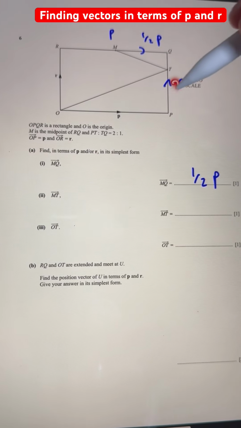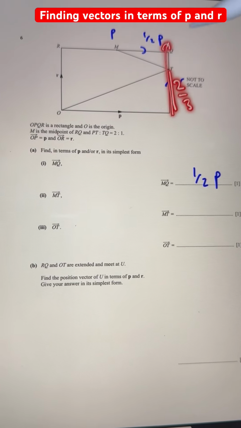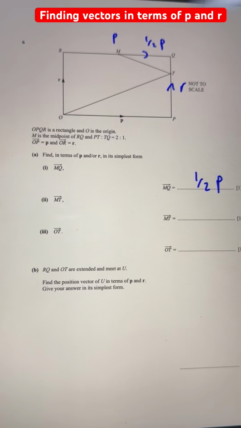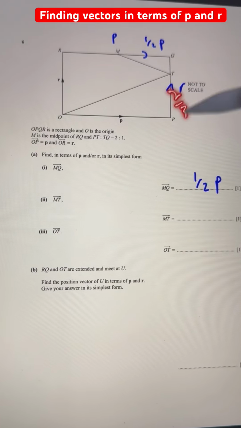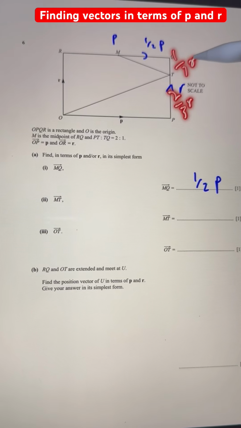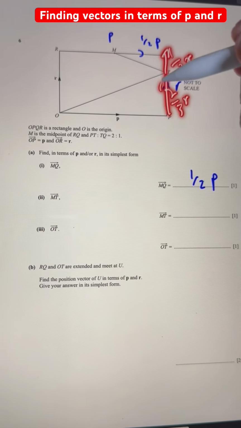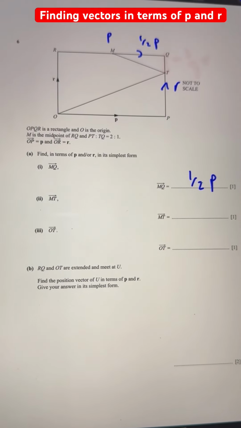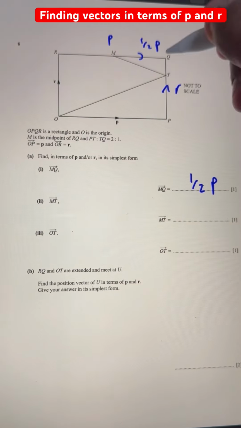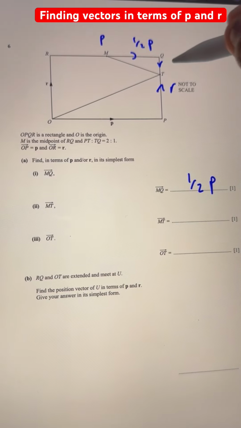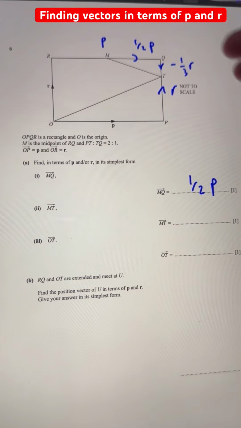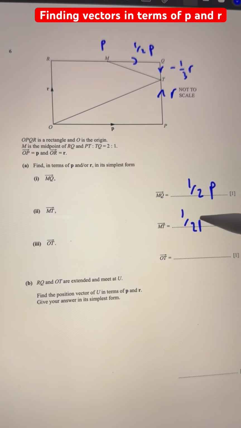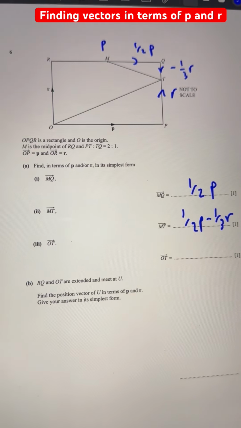So PT is 2/3 of the total PQ, and TQ is 1/3 of the total PQ. And PQ is R. So this is 2/3 R, 1/3 R. And this is in this direction. But if you go in the opposite direction for QT, then it becomes negative. So this is negative 1/3 R. And if we add these two together, we will get MT. So half P minus 1/3 R is our answer for MT.